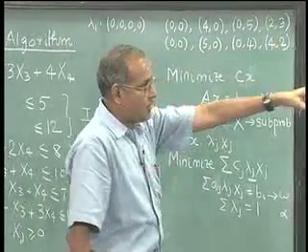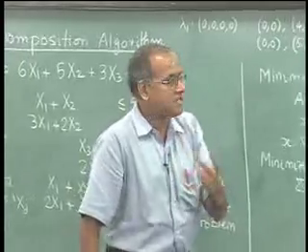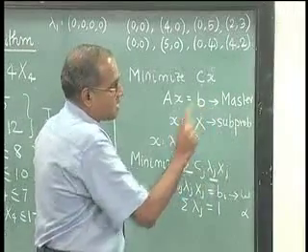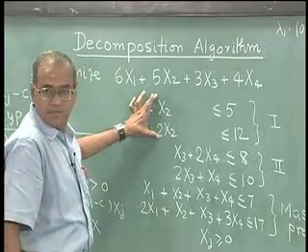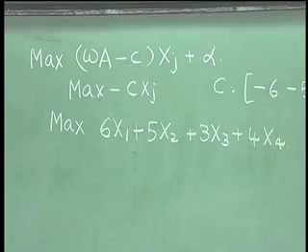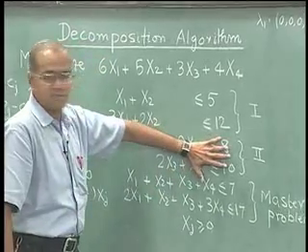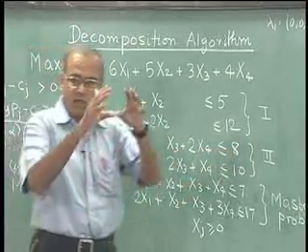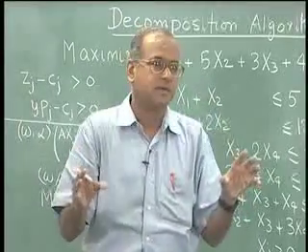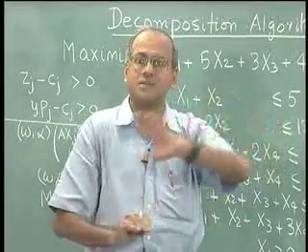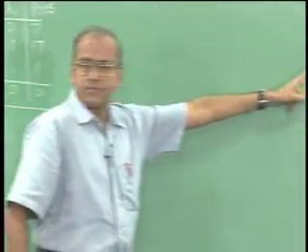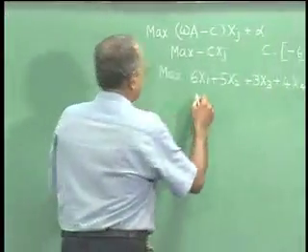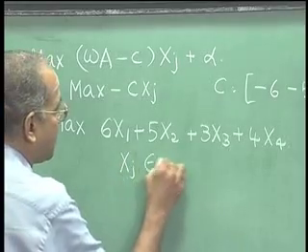So, this is decomposed into two problems. The first problem being maximize 6 x 1 plus 5 x 2 subject to this constraint, and the second one is to maximize 3 x 3 plus 4 x 4 subject to this constraint. So, we now have to solve two linear programming problems. One is a 2 by 2 problem, the other is a 2 by 2 problem to get the solution to this, subject to the condition that xj belongs to corner point.